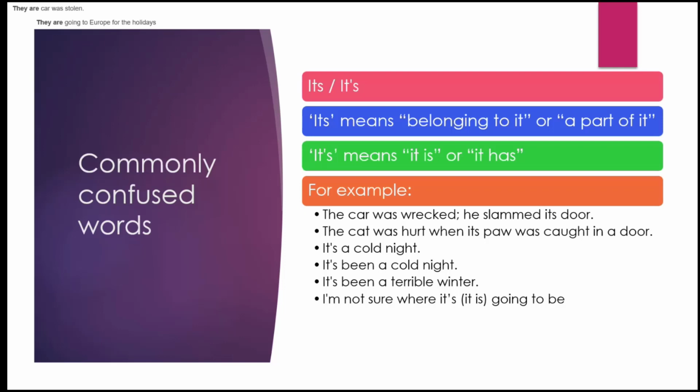So you will see the examples we have here for belonging. The car was wrecked. He slammed its door. So the door here belongs to the car. The cat was hurt when its paw was caught in the door. "Its" here refers to the cat's paw. So you're showing that the paw belongs to the cat. And you see that "its" is mostly used once you have used the noun and you want to show that something belongs to that specific subject. So that is when you will use it without the apostrophe. So you will say "it's okay" with the apostrophe. So this one is correct. It is okay.